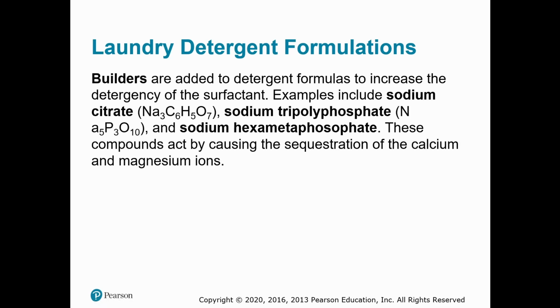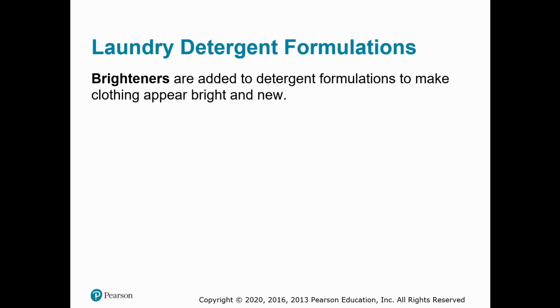Builders are an additive used in the detergent formula to increase the detergency of the surfactant. For example, sodium citrate, sodium tripolyphosphate, and sodium hexametaphosphate are used to help sequester calcium and magnesium ions, removing them from the solutions. This is acting in a similar fashion to the water softeners that were used to remove hard water. And then finally, brighteners are added to the detergent formulations to make clothing appear bright and new. This helps with the color of the clothing.